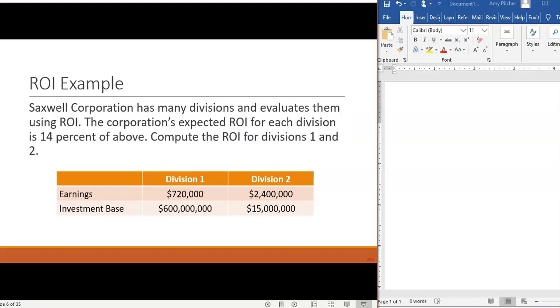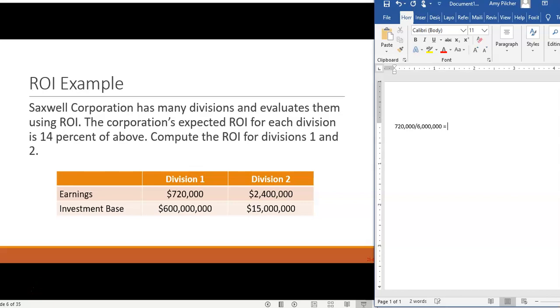We have this example of the Saxville Corporation. They're trying to evaluate these two divisions, Division 1 and Division 2, by ROI. The corporation's expected return on investment for the divisions is above 14%. So we want to calculate the division's ROI. So as we said before, ROI is our earnings, our income, $720,000, for Division 1, divided by our investment. And I can see that I have a typo there because it's supposed to be 6 million.